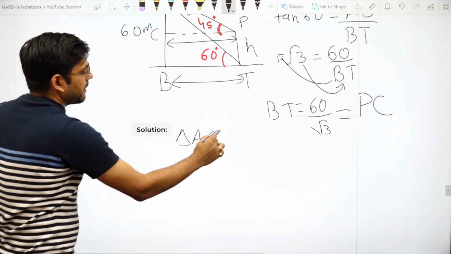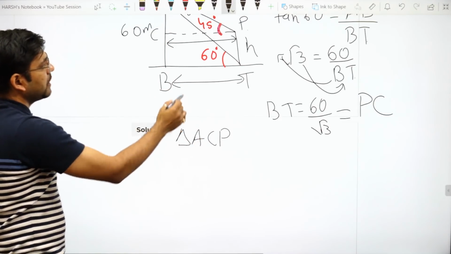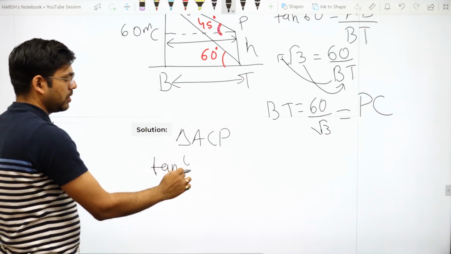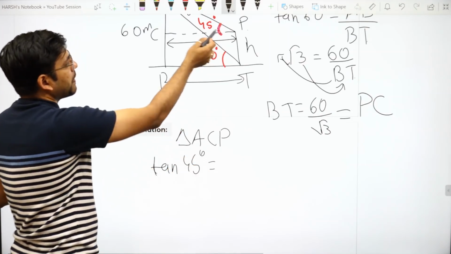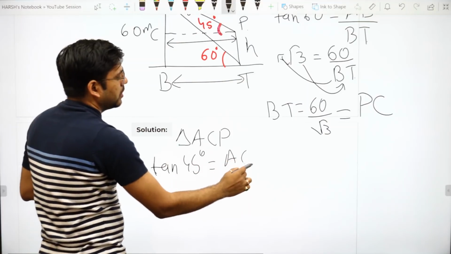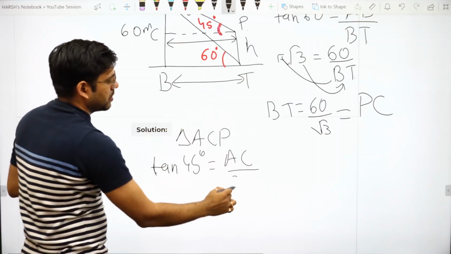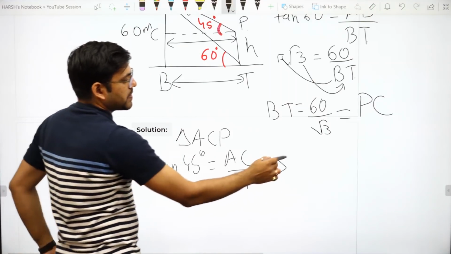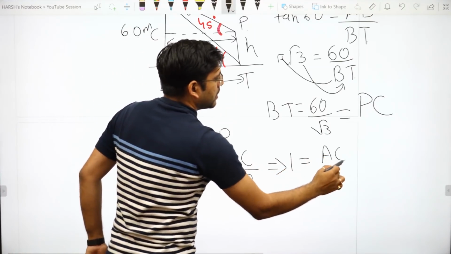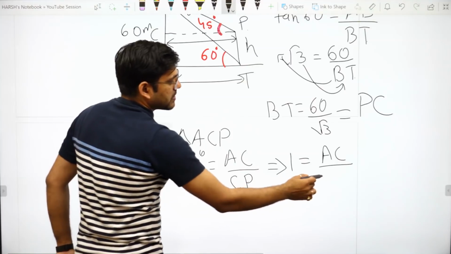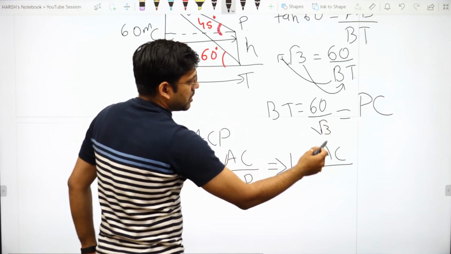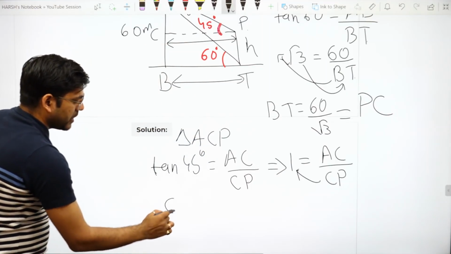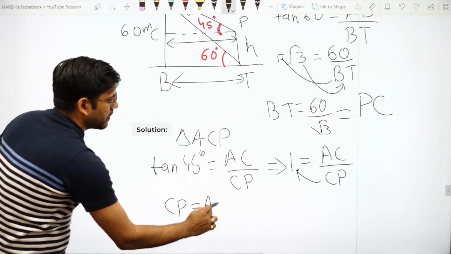Triangle ACP, with a 45 degree angle. So this will be tan 45. Tan 45 is equal to perpendicular, which means AC, divided by base, which is CP. Now you all know that tan 45 is 1, so 1 is equal to AC divided by CP. CP is nothing but this value. Let it be CP. Cross multiply it. You will have CP is equal to AP.